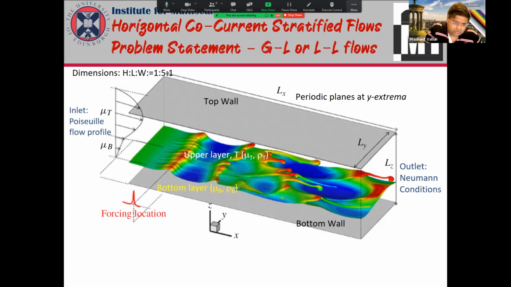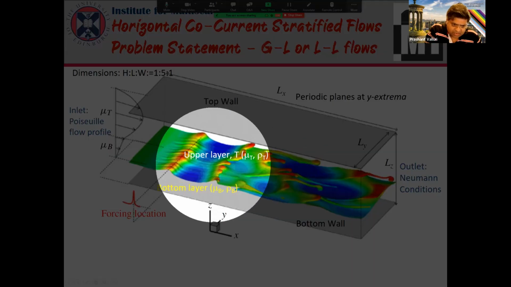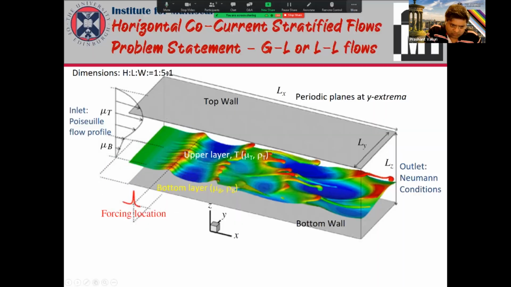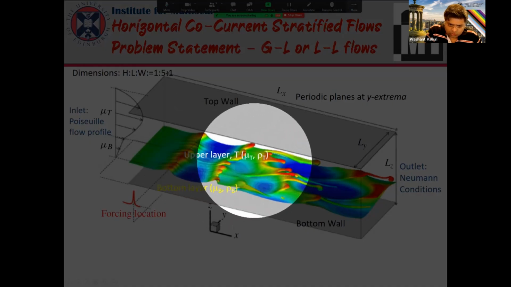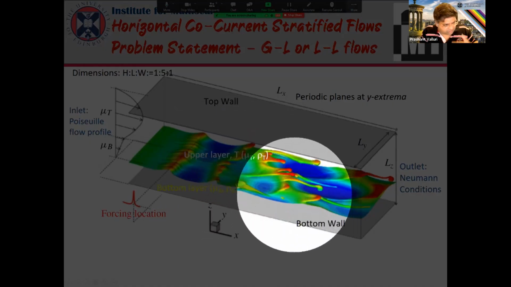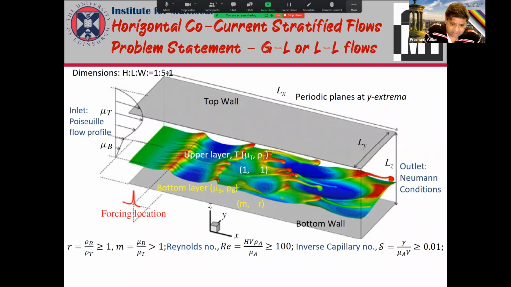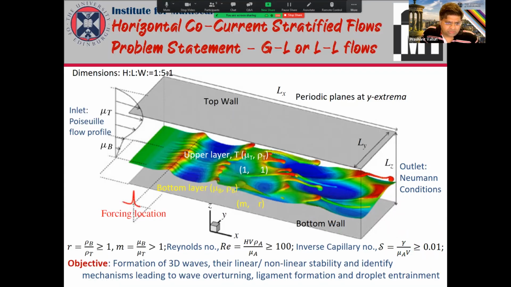So here, we're going to look at a simple two-phase flow system. You've got an upper layer and a bottom layer, and we put a forcing on the interface. As you do the forcing, you'll see the evolution of these waves. What I'm going to argue is that this is a combination of a two-dimensional instability with a three-dimensional instability, okay? And obviously the governing parameter would be either the Reynolds number or the inverse capillary number. Okay, so what do we do? We solve the system.